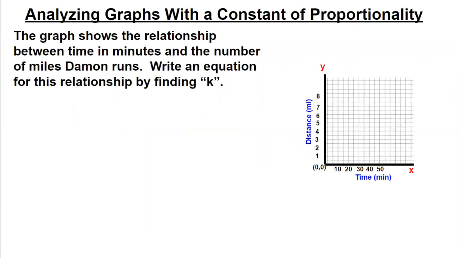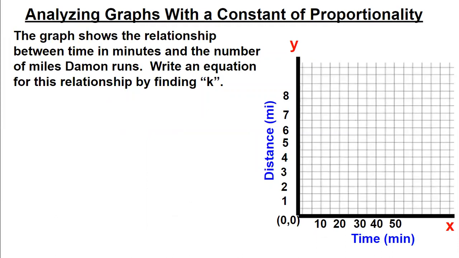Analyzing graphs with a constant of proportionality. The graph shows the relationship between time in minutes and the number of miles Damon runs. Write an equation for this relationship by finding K. I don't have a table for you, but these are the points on his graph, and there is his graph. So what does 10, 1 mean? After 10 minutes, he's gone 1 mile. After 20 minutes, he's gone 2 miles. After 30 minutes, he's gone 3 miles with his running.